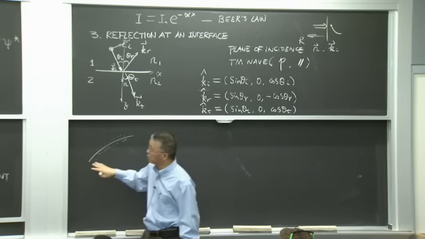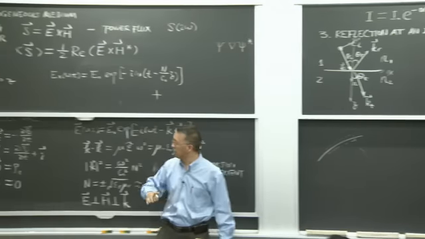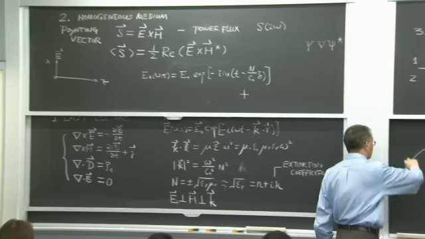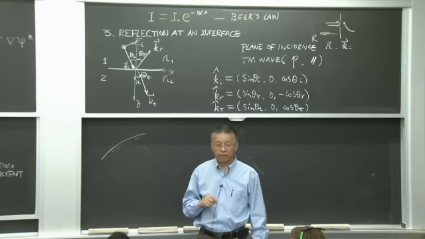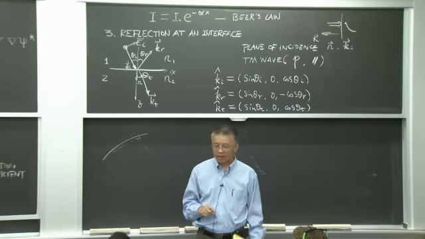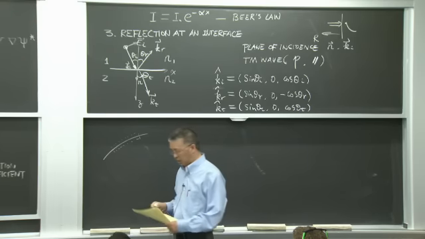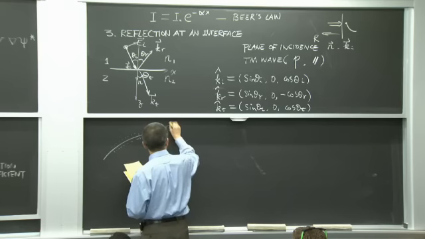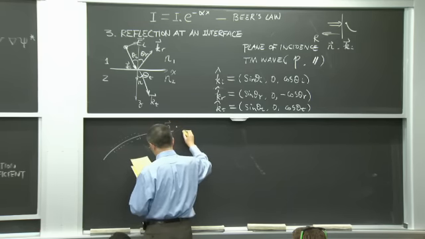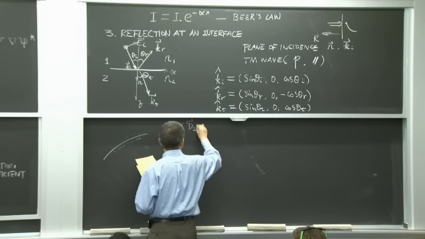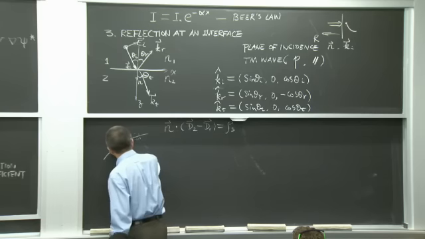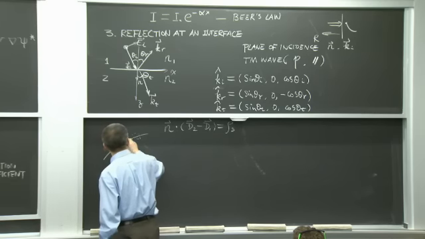And here, I have to take that control volume, apply all those 4 equations, integrate over that control volume, and take the limit that the thickness approaches 0, right? With that, you can write down all your boundary conditions. The boundary condition is n, the unit vector of the normal, dot D2 minus D1 equals rho surface. This is the real charge accumulation on the surface.